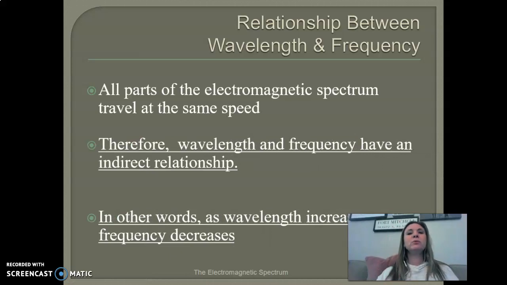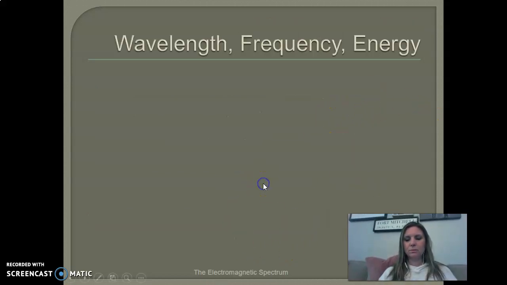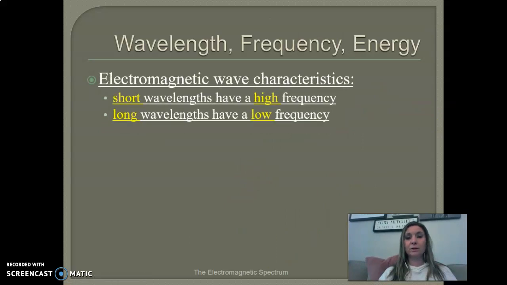So, the relationship between wavelength and frequency, we've kind of already been talking about it a little bit with my picture here. Wavelength and frequency have an indirect relationship. In other words, as wavelength increases, frequency is going to decrease. So if you have a long wavelength, you're going to have a low frequency. Long wavelength, low frequency. Short wavelength, high frequency. And there it is. Short wavelengths have high frequency. Long waves have low frequency.